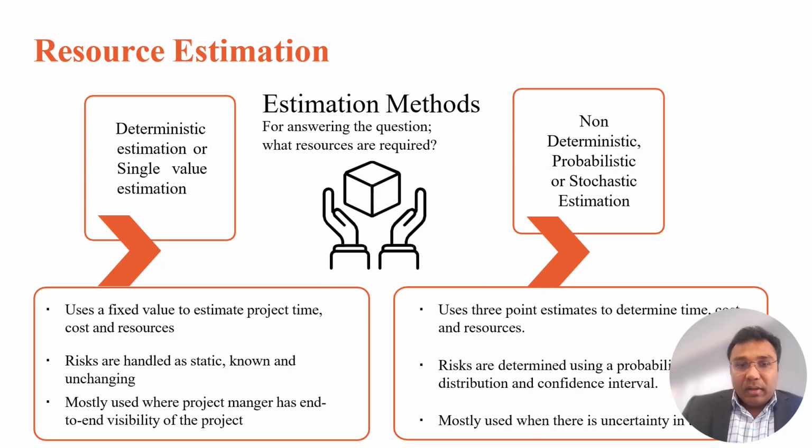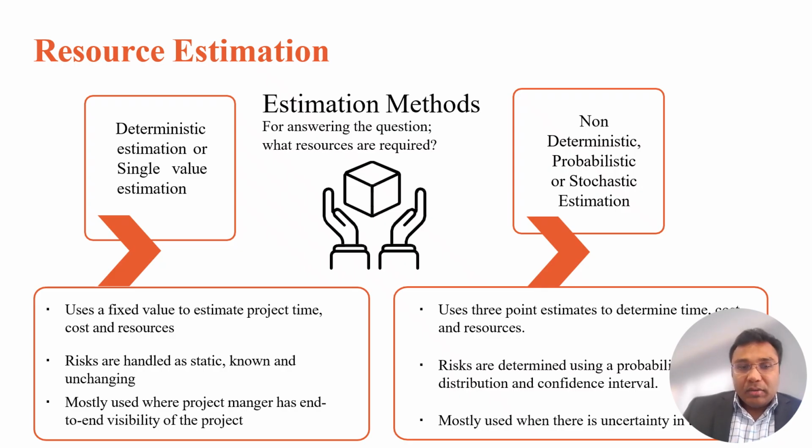And we use different techniques, or estimation approaches, as we call them. There are two main estimation approaches. The first one we call deterministic, which is a single fixed value and assumes low uncertainty. Deterministic approaches use a fixed value to estimate project time, cost, and resources. It is mostly used where the project manager has end-to-end visibility of the project.